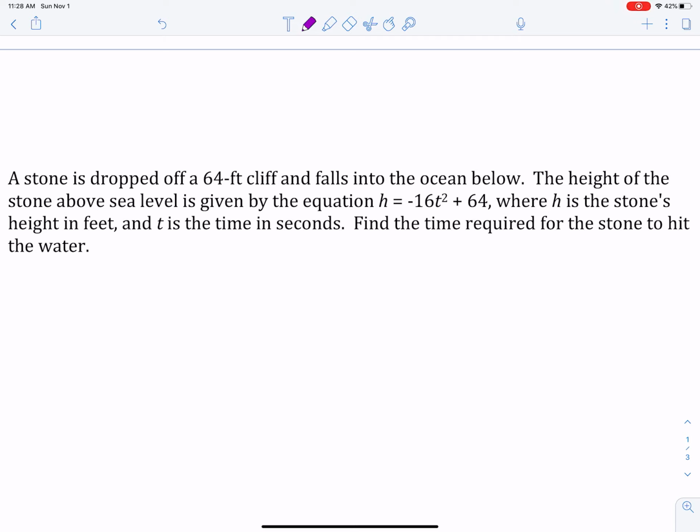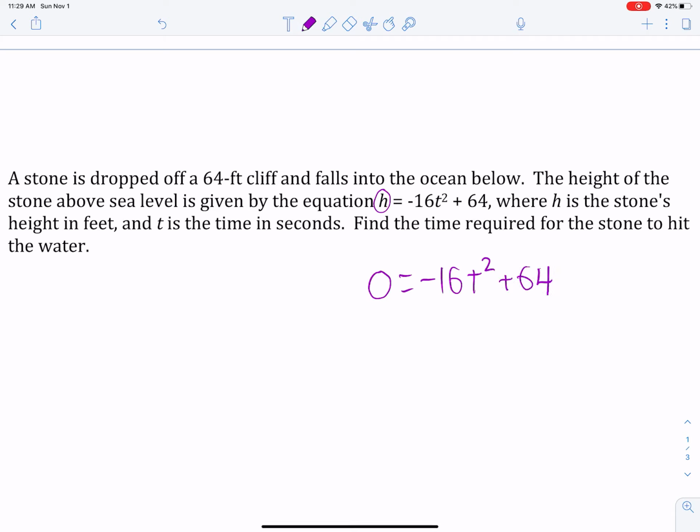All right, so here, h is the height above sea level, and it's going to hit the water when it's at sea level. In other words, it's going to hit the water when the height is 0. It hits the water when it's 0 feet above the ocean. So here we put in 0 for the height to answer this question.